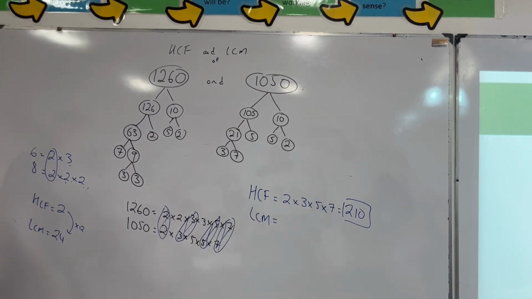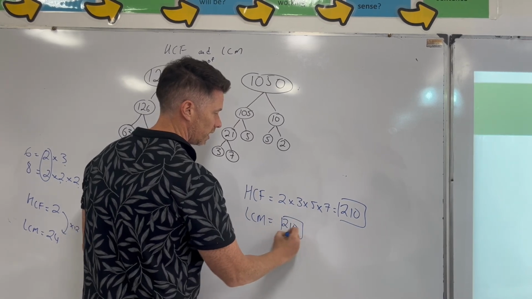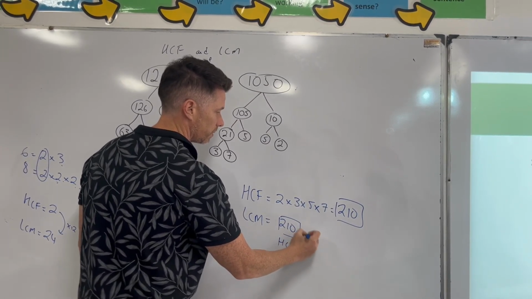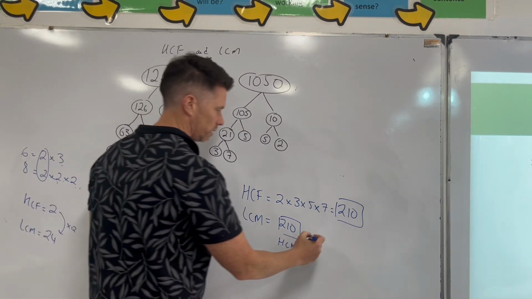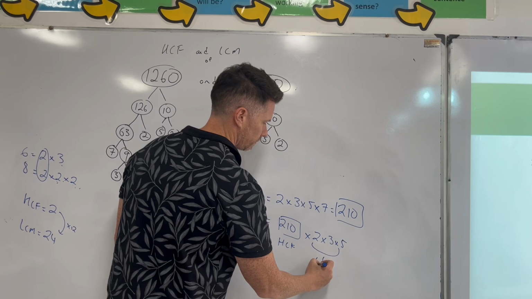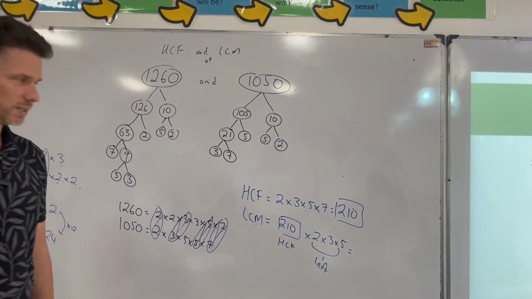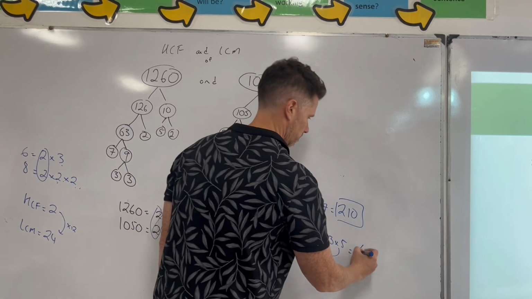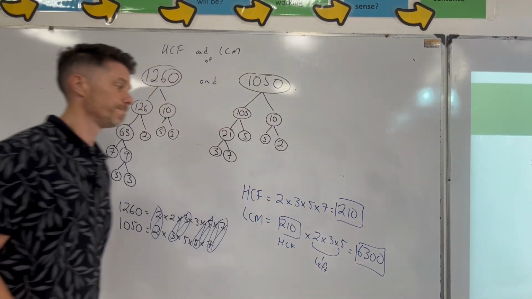So 210, which is the highest common factor, gets multiplied by what's left behind. 2, 3, and 5, which is 30. 2 times 3 times 5. So this is what's left. And what does it give us? 6,300. Yes. And that is the lowest common multiple.